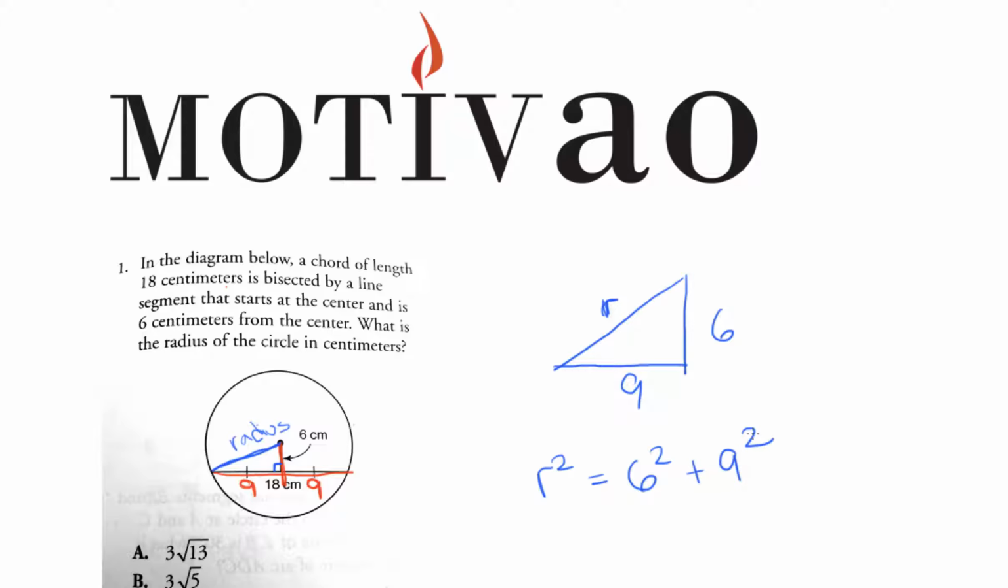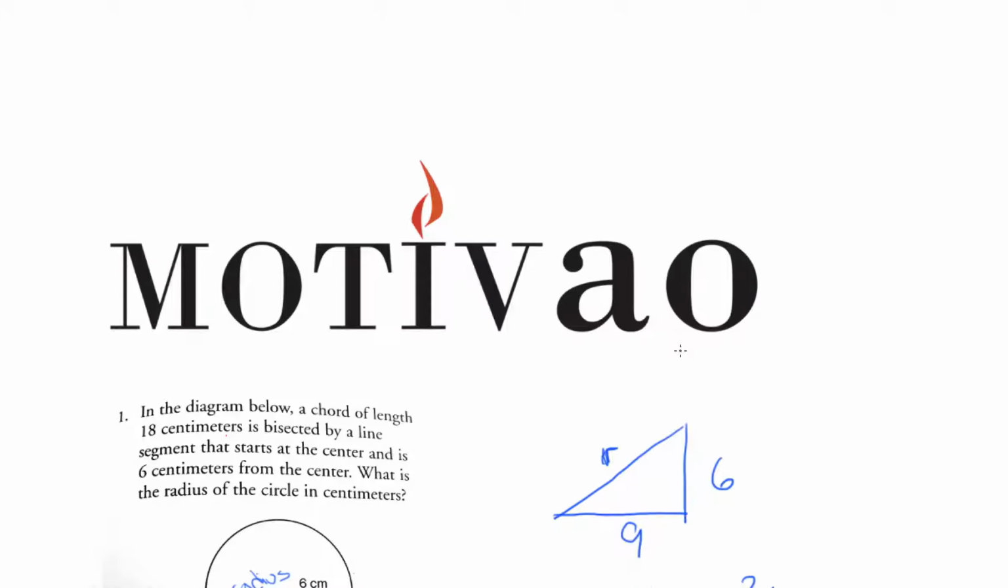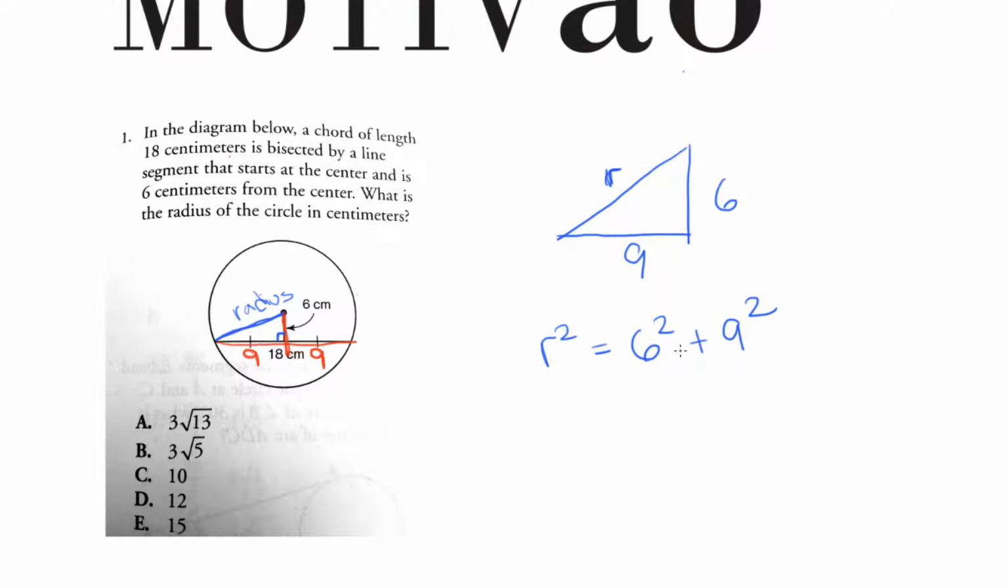Okay? So if we continue, r squared equals 6 squared, which is 36, plus 9 squared, which is 81. Okay, then r squared is 36 plus 81, 6 plus 1 is 7, 8 plus 3 is 11, so 117.